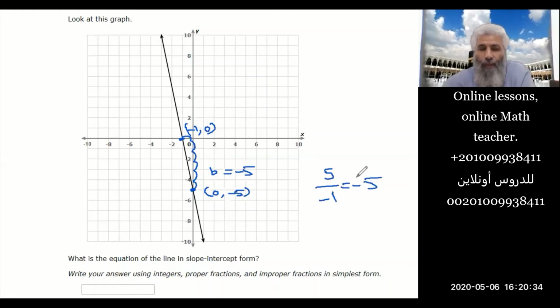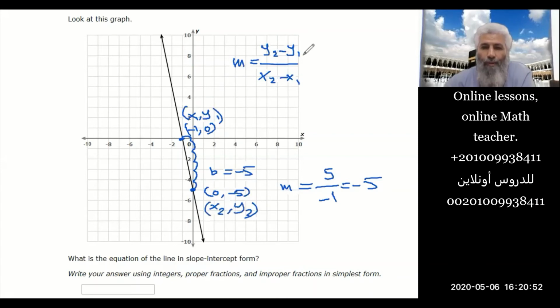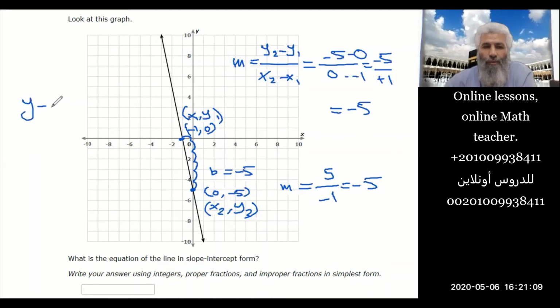This will be -5. And if we want to calculate the slope, this is the slope. If we want to calculate it by y2 minus y1 divided by x2 minus x1, I will make this x1 and this y1. This is x2, this is y2. Now we can calculate it. y2 minus y1, -5 minus 0, divided by x2, which is 0 minus -1. This is -5 divided by +1, which is -5. The same result. Our equation will be y equals -5x minus 5, which is b. This is our equation.